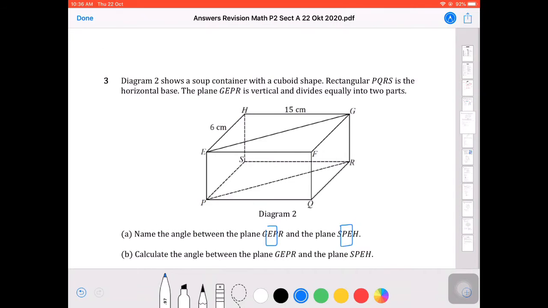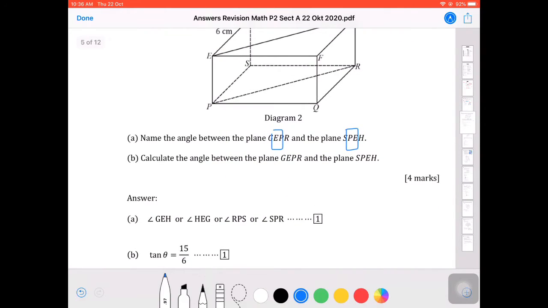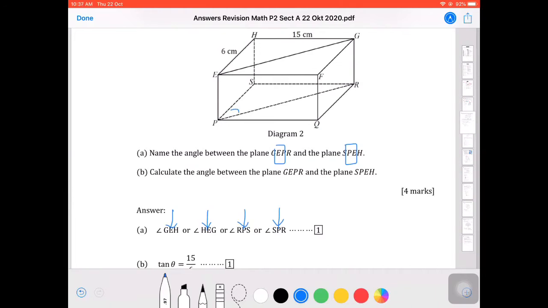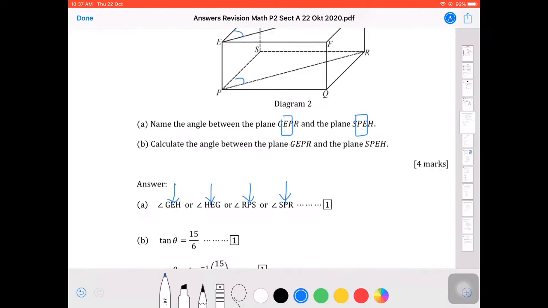When you see this kind of question, you have to write either E or P in the center because both are straight. So you can have 4 choices of answer. You can have GEH or HEG, RPS or SPR. All the answers there are correct. If you want to label, look at the diagram there. I'll just label for you. That's how you label the answer.